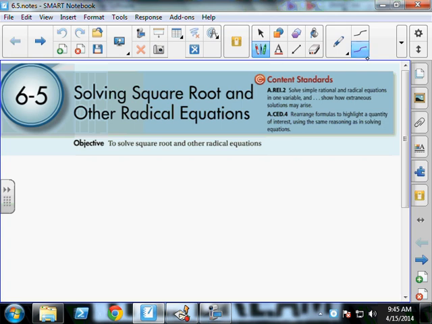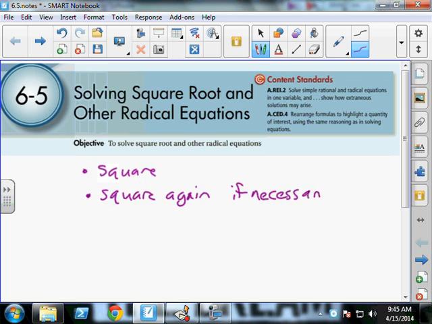So if I had to summarize this real quickly, I would say square, again if necessary, and check. Along the way, I'll show you an alternate way to solve an equation because there's more than one way to solve equations. There's the old-fashioned algebra way, and then you can actually relate it to a function and graph it. And if you use one function, you want the zero. If you use two functions, well, you want their intersection point, the x-coordinate there. So let's get right to it.